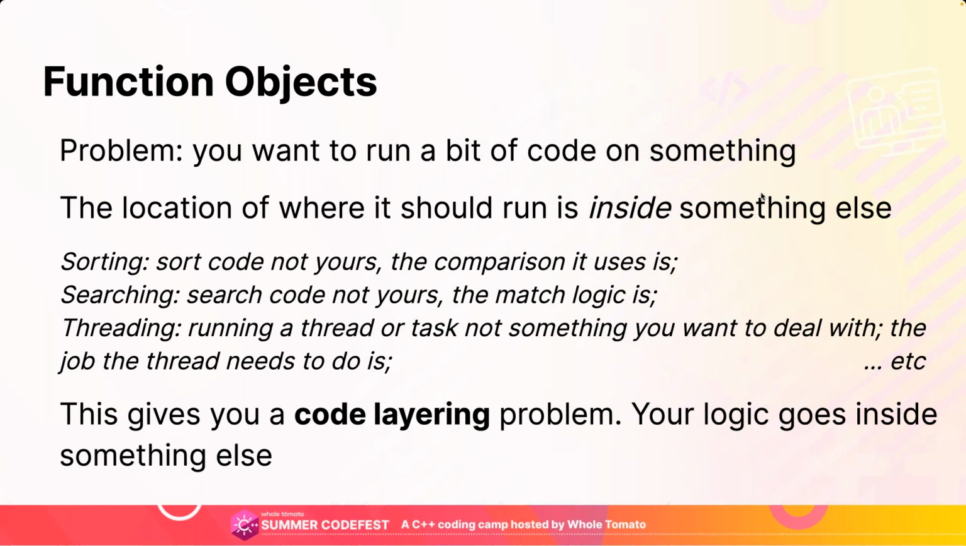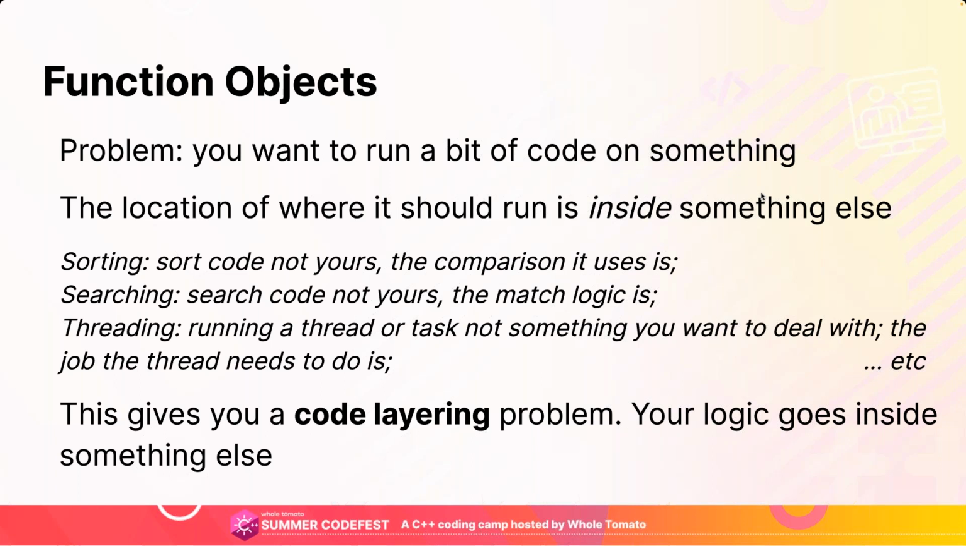So I want to talk about C++ function objects. A lot of talks go into what they are and how to use them, but I want to approach this with a problem, a reason that you use this kind of technique, or a problem that this kind of technique answers. And that problem is that you want to run a bit of code on something, that's normal, but the location of where that code should run is inside something else that you don't necessarily write, library code, for example. It's not directly there in the method that you're writing right now. It's somewhere else. It's injected.